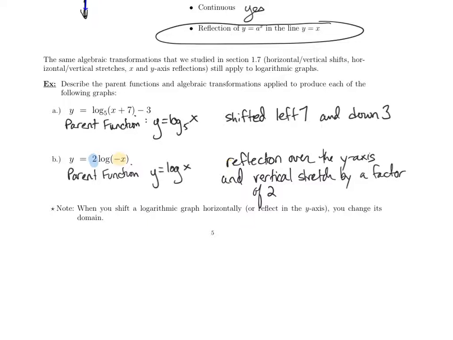And I just want to note that when you shift a logarithmic graph horizontally, that's going to change its domain. So when we were saying the domain is always x greater than 0, that's assuming it's the non-shifted function, that it's just log base some number greater than 1 of x. It's nothing like what I have in this example on the screen right now.